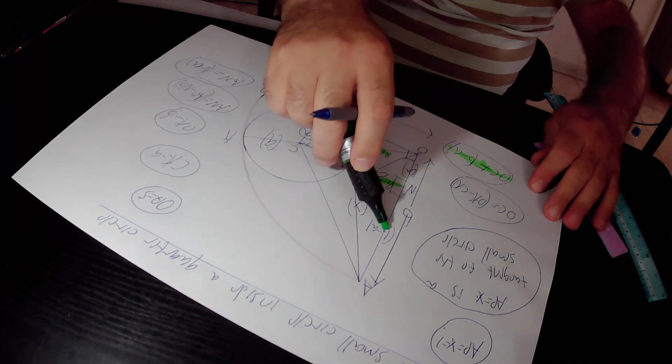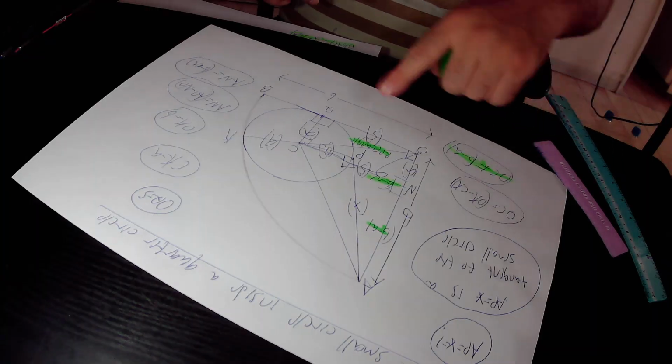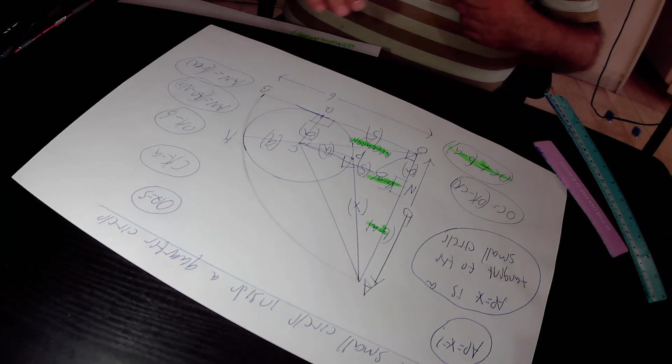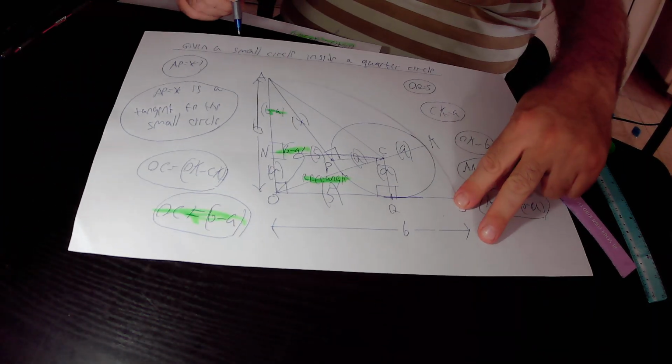So in the next step, I'll copy the right triangle ANC onto a new page, and we'll implement the Pythagoras theorem on this right triangle ANC.